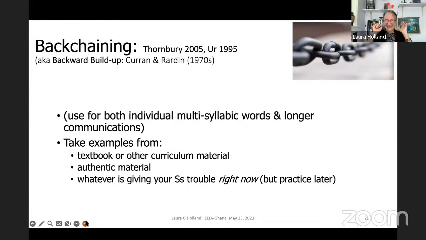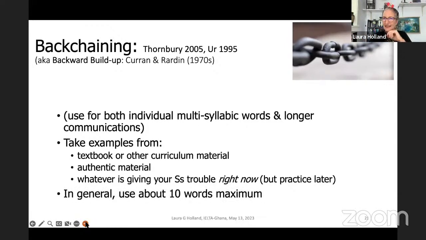That's another question that somebody had that was really great. Listen, make a note in your notes, and then practice later. Don't interrupt your students to try pronunciation. I think they can't hear it, and it's disruptive to their flow and their thinking. And in general, with back chaining, they say use about 10 words maximum if it's a longer sentence or communication.